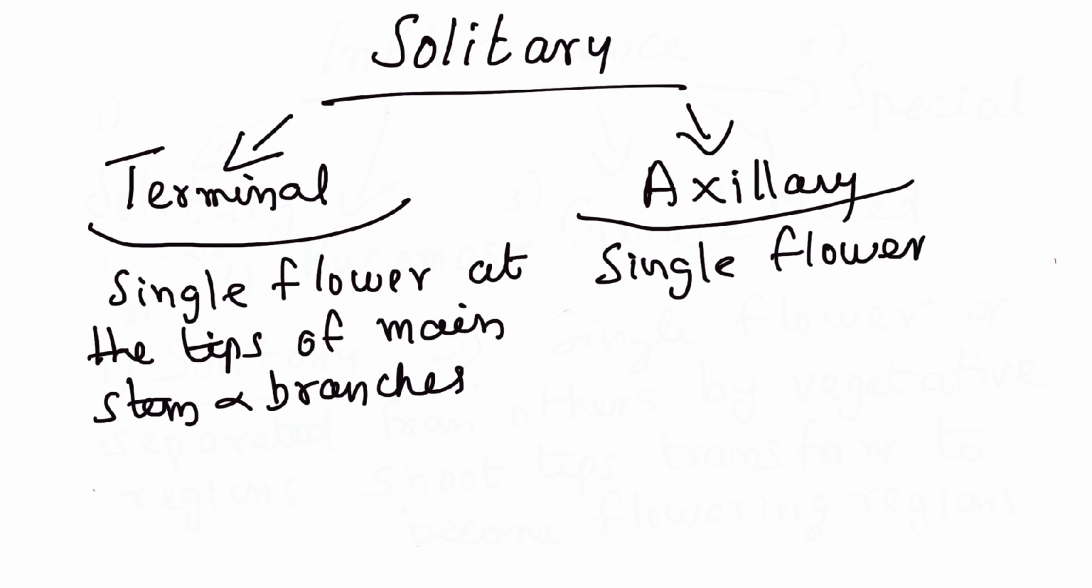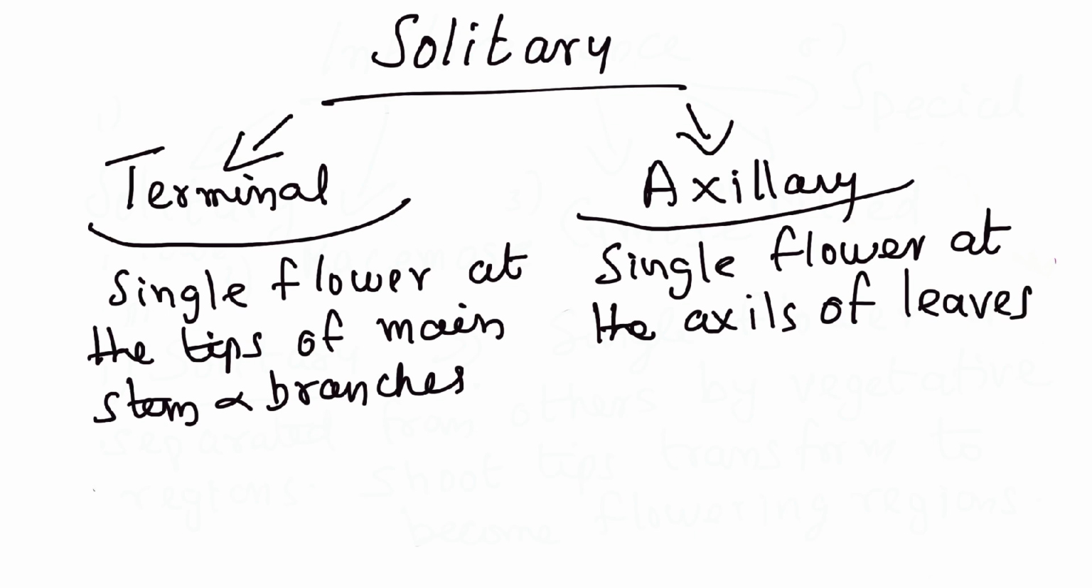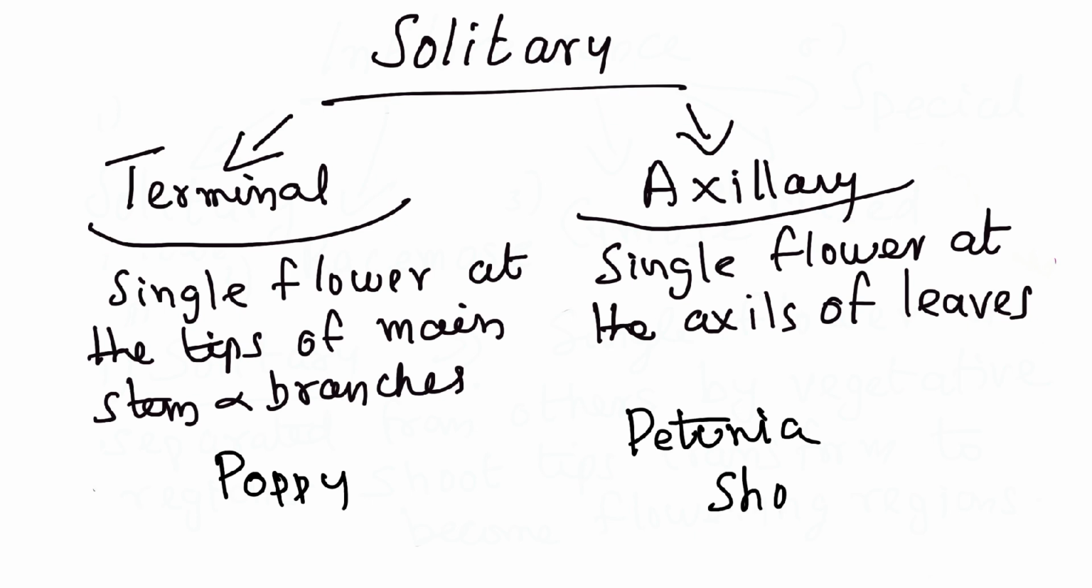So you have the angle between the leaf and the stem, and that region is called the axil. And here you have the flower developing, with the pedicel coming up from that part. So a single flower at the axil of leaves is what is meant by solitary axillary inflorescence. Interesting examples: terminal, you have poppy; axillary, petunia; shoe flower, of course, that's hibiscus.